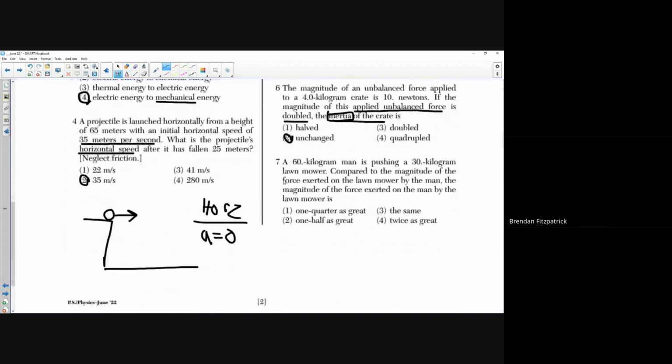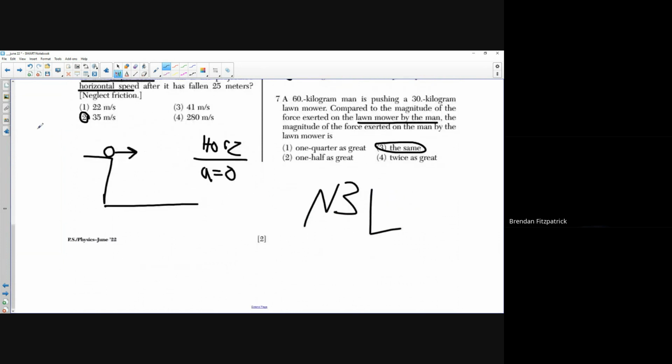6 is number 2. 7, a 60-kilogram man is pushing a 30-kilogram lawnmower. Compared to the magnitude of the force exerted on the man by the lawnmower, the magnitude of the force by the man on the lawnmower is, so this is just Newton's third law, equal and opposite forces. So it has to be the same. So 7 is choice 3.